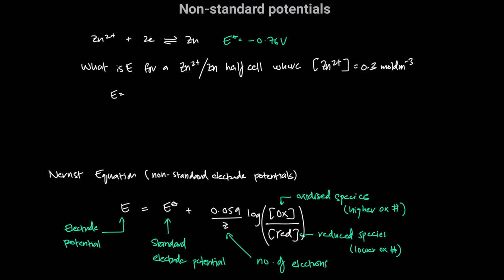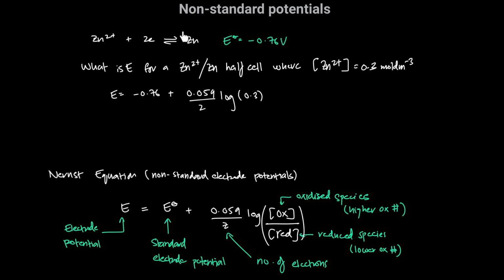We know that E is equal to E naught, that's negative 0.76, the standard potential, plus 0.059 divided by Z. Z here is 2, because we have 2 electrons being exchanged, 2 electrons gained by Zn2+ to form zinc. We have 0.059 divided by 2 times log of the concentration of the oxidized species, the species with the higher oxidation number, that would be Zn2+, 0.3, divided by the concentration of the reduced species, the species with the lower oxidation number, which is zinc.